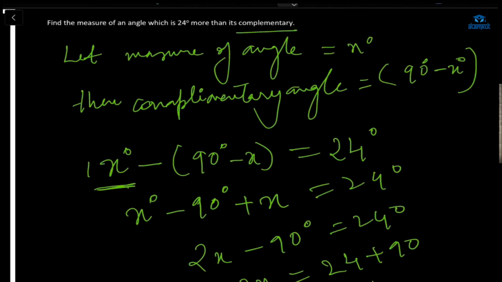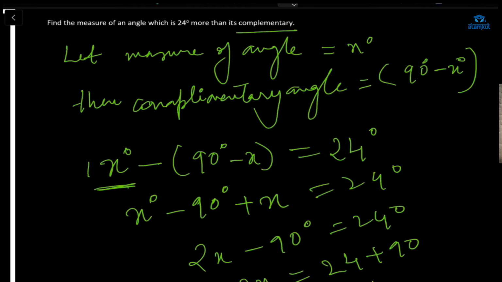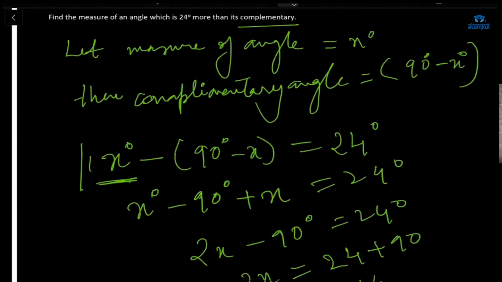Understood? Now from the question, we are forming the statement. Find the measure of an angle which is 24 more than its complementary angle. So x, and the complementary angle is 90 minus x. So x is 24 more than 90 minus x degrees. So x minus (90 degrees minus x) is equal to 24. This is the equation that we have formed.